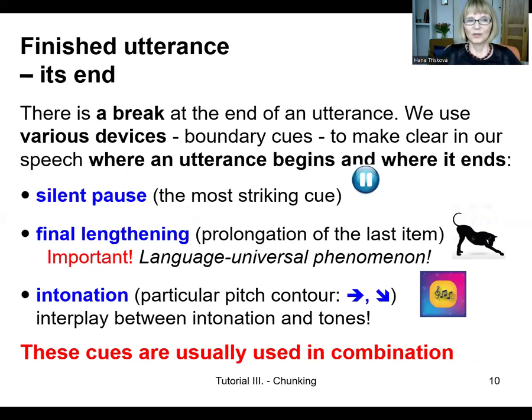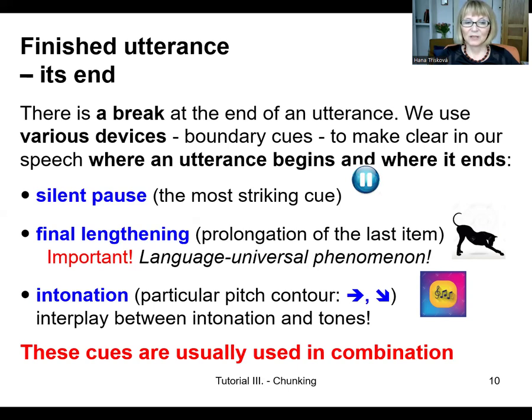So what does the end of a finished utterance sound like? There is some kind of break. We use various devices, boundary cues, to make clear in our speech that an utterance begins and that it ends. One of them, the most striking one, is a silent pause. You may not need any more explanation about that. Then there is a more tricky one. It's called final lengthening, and this is a slight prolongation of the last item. It's very important, and it is language universal.